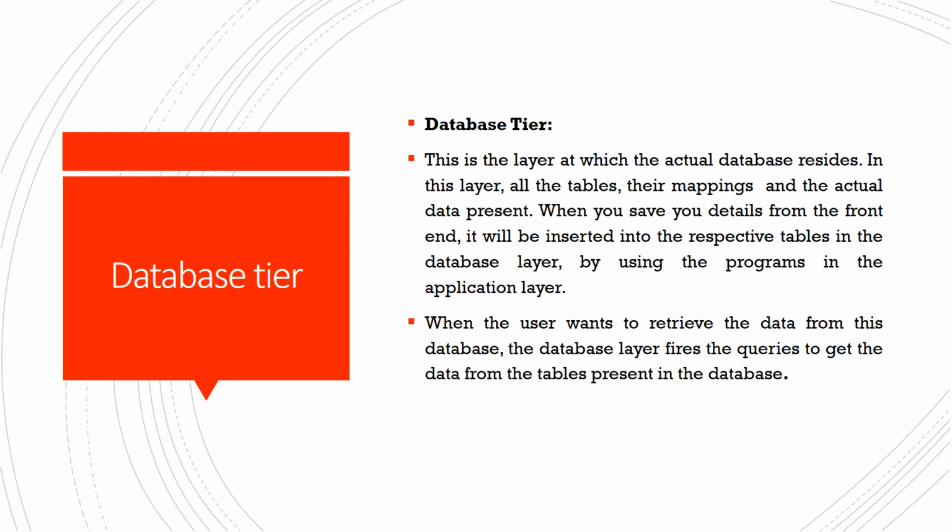In this layer, tables, records, all these mappings are actually present. So when you have to save the details from the front end, they will be inserted in the respective tables in the database layer. It is done by programs in the application layer. So in the front we have the user interface, the presentation layer, in the middle we have the application layer, and at the bottom we have the database layer.